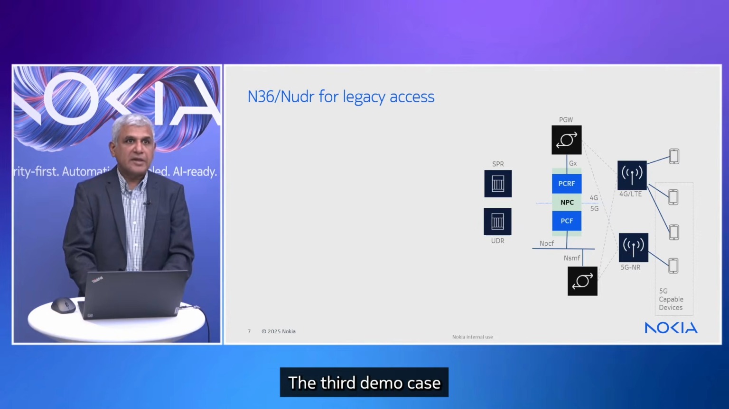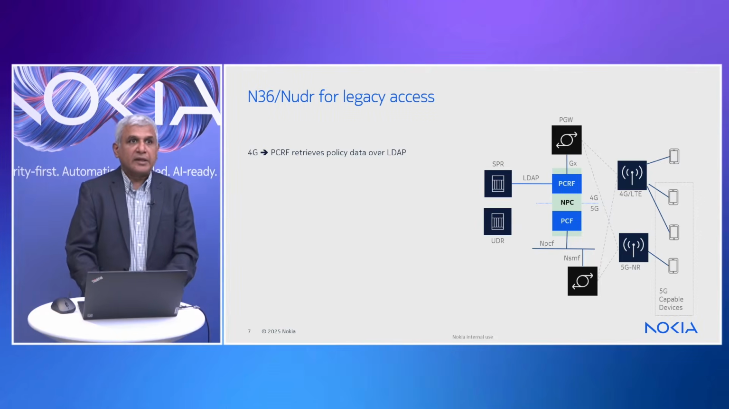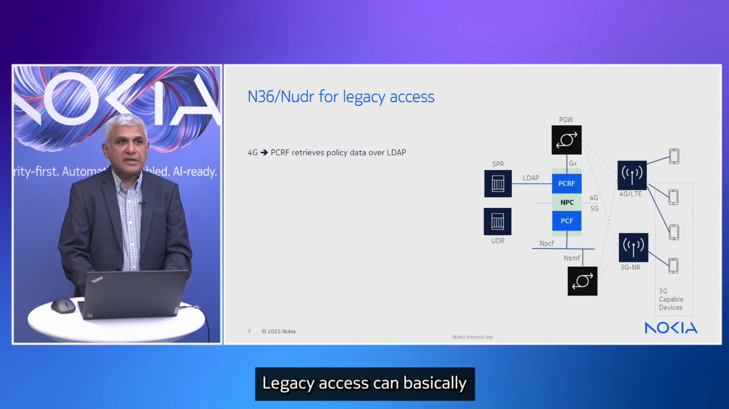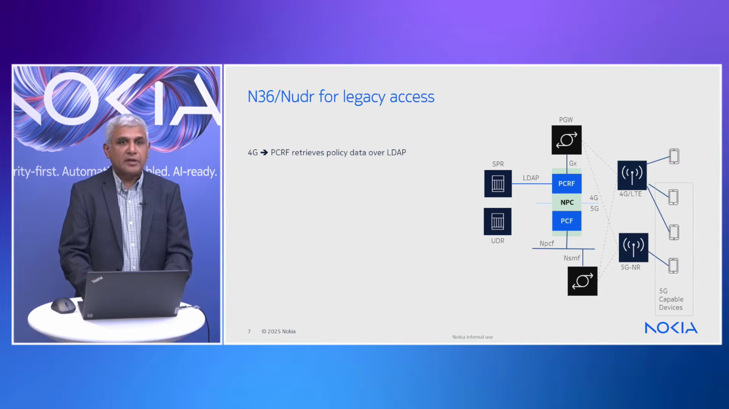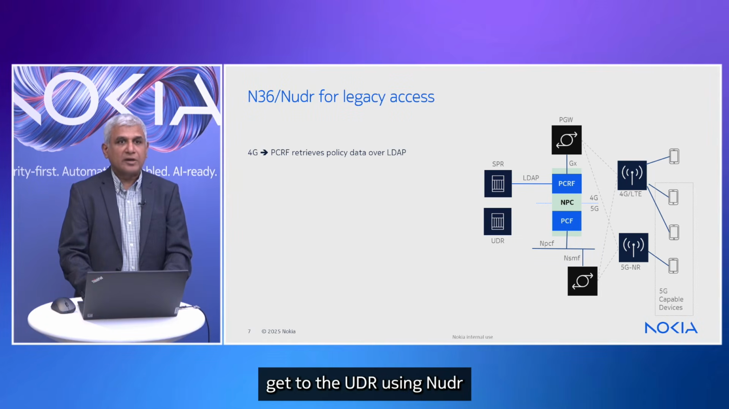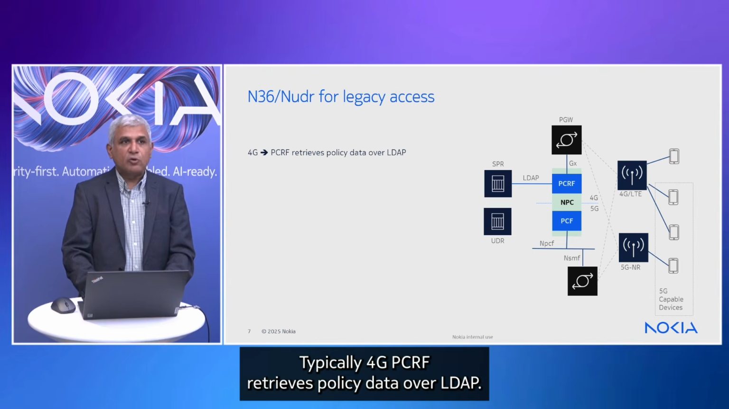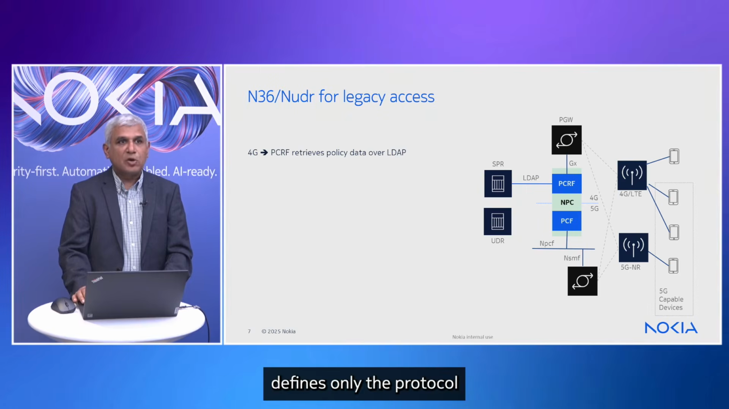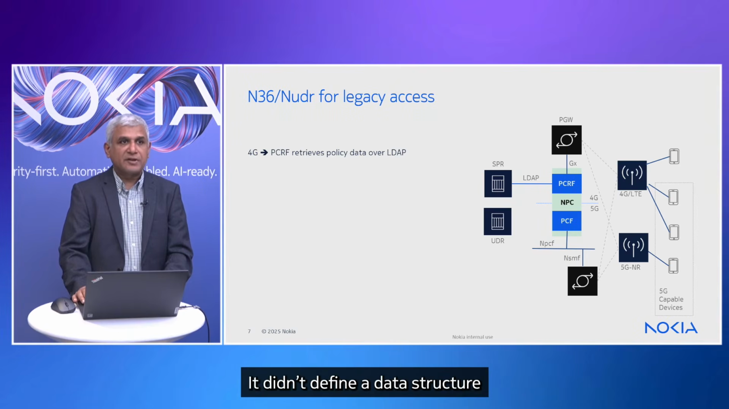The third demo case is where legacy access can basically get to the UDR through Nudr. Typically, 4G PCRF retrieves policy data over LDAP. LDAP is defined only at the protocol stage. It didn't have a defined structure of the data.